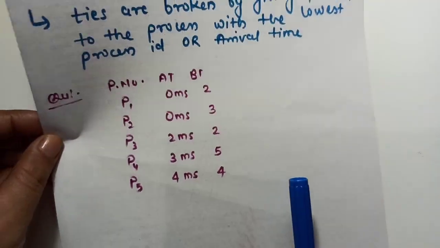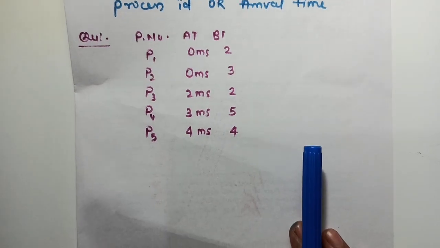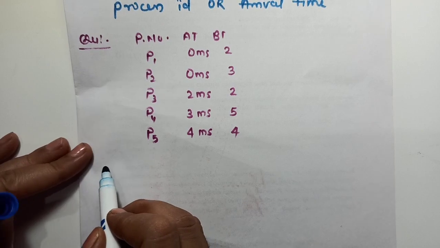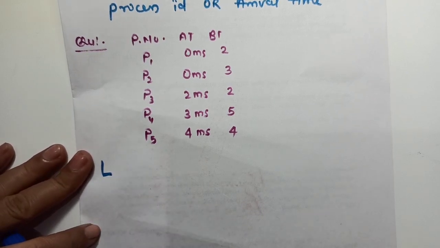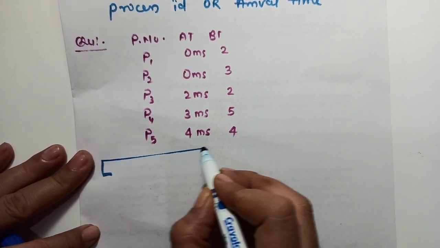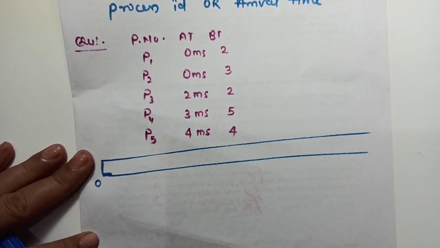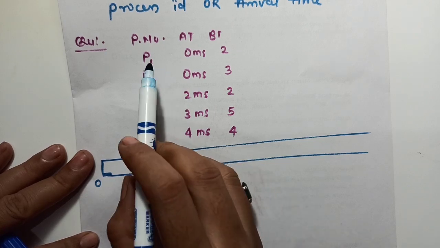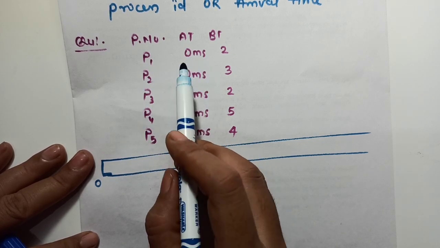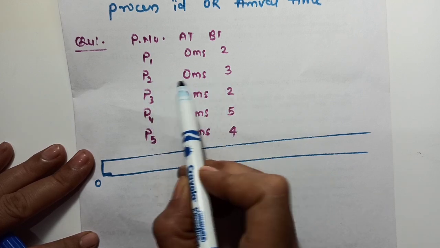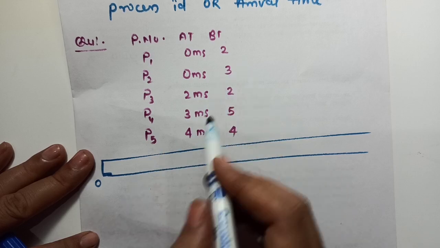Okay, so the question is here, the process ID with their arrival time and burst time mentioned. Let's schedule this using LRTF. So at time 0, how many processes are there in the ready queue? Process P1 and P2 are there in the ready queue. So which process to be assigned to the CPU? The process which is having the longest burst time. So process P2 is having the longest burst time, that is 3.